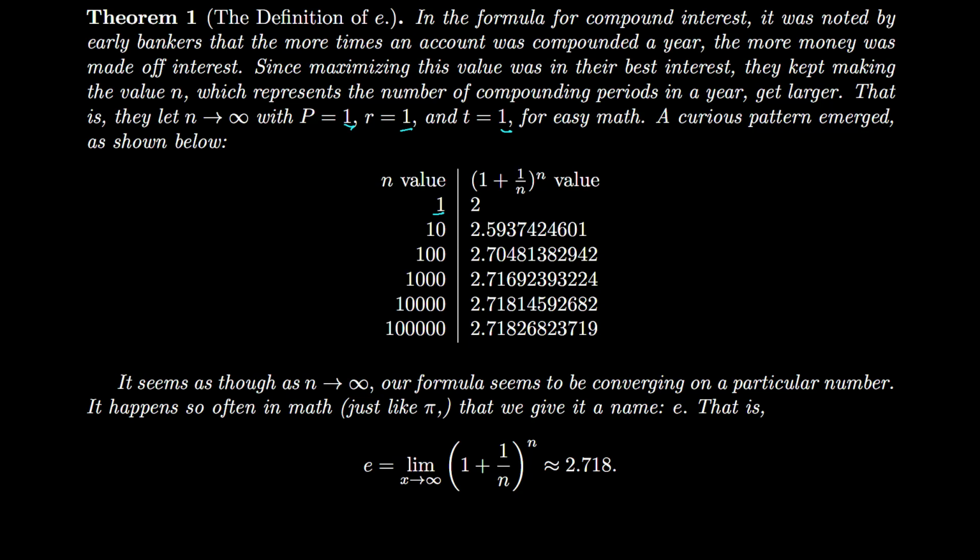So here's a table that shows you your N value that you plugged in and what you get out. If you do this with these constraints, if you do this with 1, you get out 2. If you do this 10 times, you compound 10 times in the year, and at the end of the year, that dollar has turned into $2.59. If you do it 100 times, the dollar is turned into $2.70. If you do it 1,000 times, you compound 1,000 times in a year.